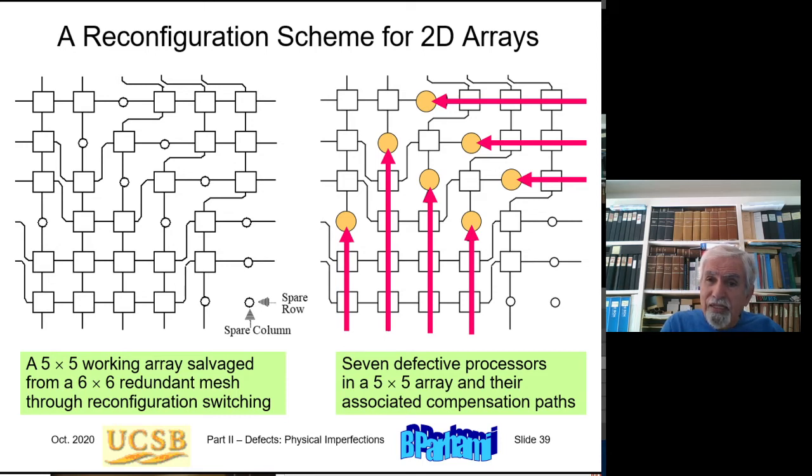In this case, I have 7 defects, the orange circles, and I'm able to draw these 3 arrows to these 3 nodes from the spare column, and these 4 arrows to these 4 defective nodes from the spare row. And because these arrows do not intersect, do not overlap, then I should be able to reconfigure the system. And as you see, I was able to reconfigure it. So it's an interesting property.